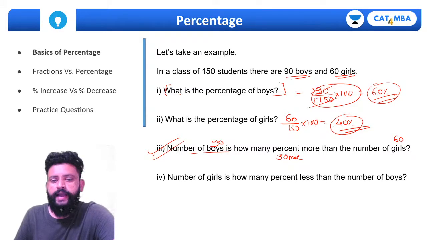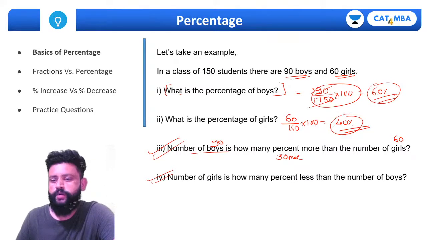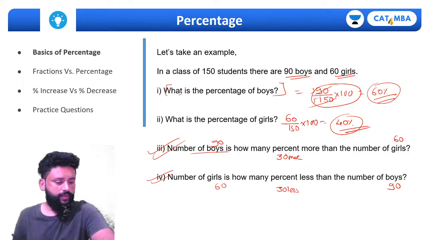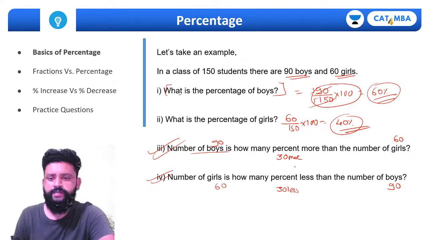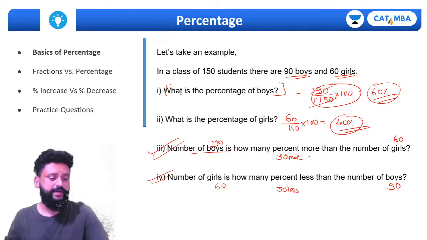Okay, and look at the fourth question simultaneously. Number of girls is how many percent less than the number of boys? Here I am not writing the percentage, first I write 30 less, because girls are 60 and boys are 90, so 30 less. Will it be the same percentage? Will both answers be the same or different? And how to decide the denominator, that is the most important part in percentage.